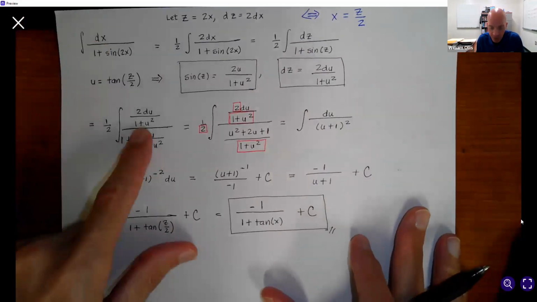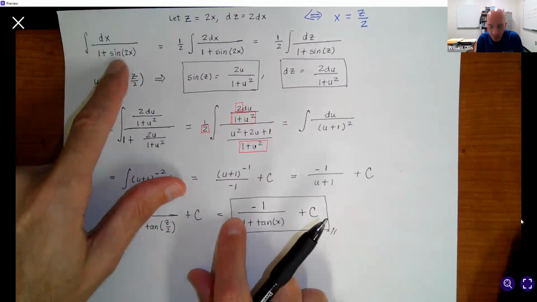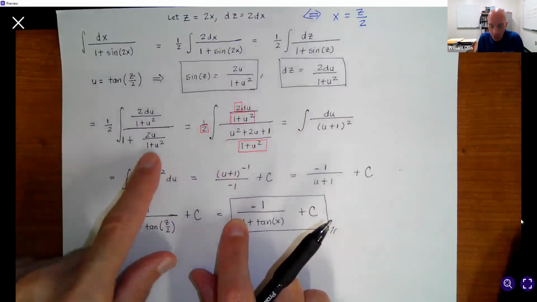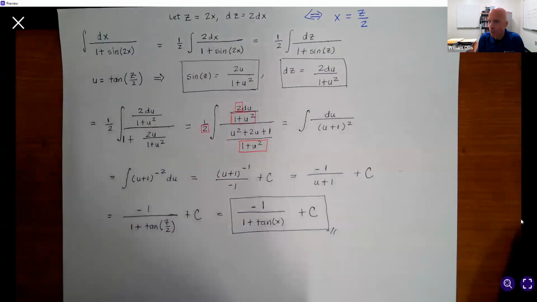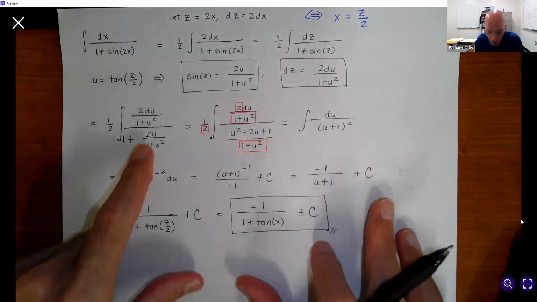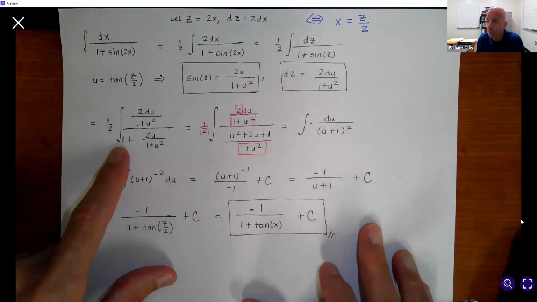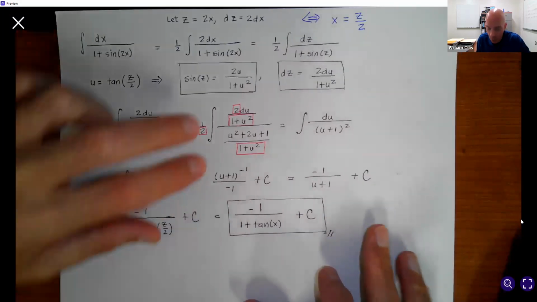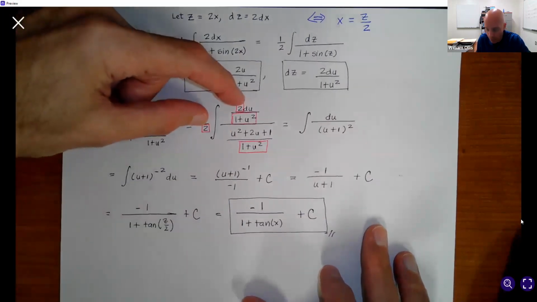So dx, we just replace with 2 du divided by 1 plus u squared. And then the 1 plus sine z, we'll just have 1 plus 2u over 1 plus u squared. You can see that this is a very straightforward process, and it requires just fractional algebra. We need a common denominator, which is 1 plus u squared. That gives us 1 plus u squared plus 2u, which I write in descending order. And then, of course, the 1 plus u squareds will cancel, and the 2's will cancel.